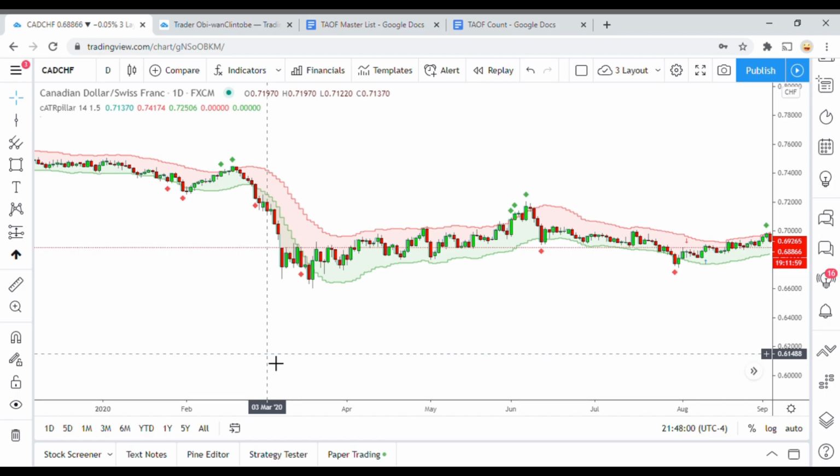Alright, so today's indicator is the cATRpiller indicator. It's a play on words, so cATR pillar. This is an indicator that was based around the ATR to identify range breakouts, basically. It is a TradingView member created indicator, and so you can find a link to it down below in the description.